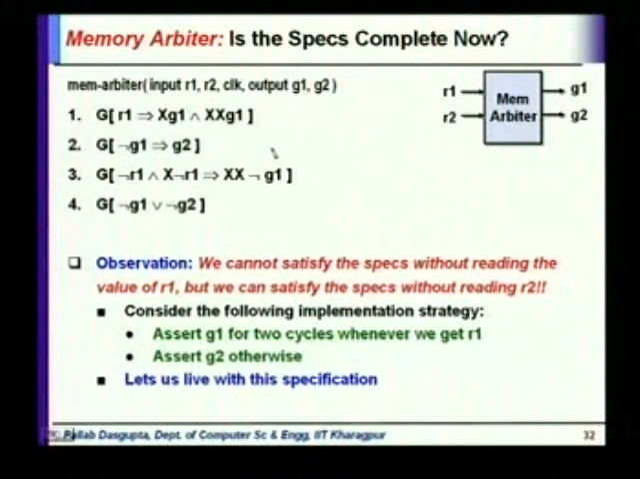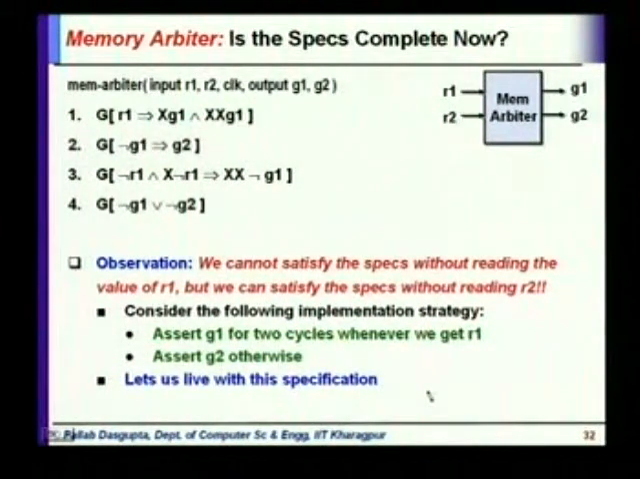We have these four properties, and we cannot satisfy the specs without reading the value of R1, but we can satisfy the specs without reading R2. So without reading R2, what are we doing? We are asserting G1 whenever R1 requires G1 to be high, and in all other cycles we are asserting G2. So what is the point in reading R2?